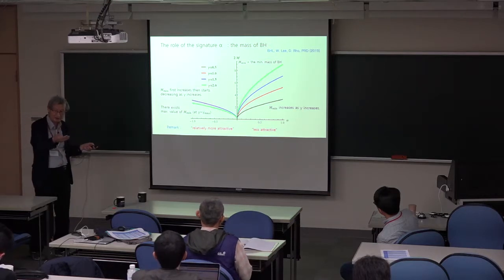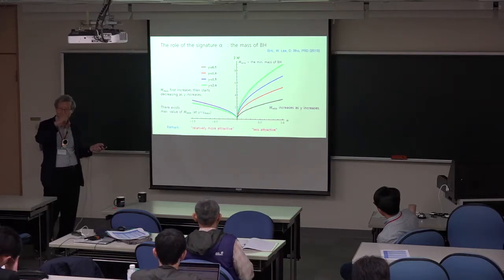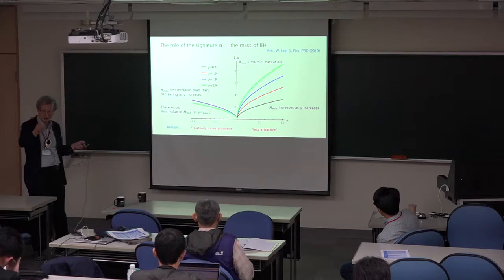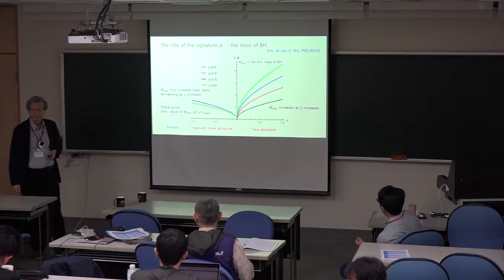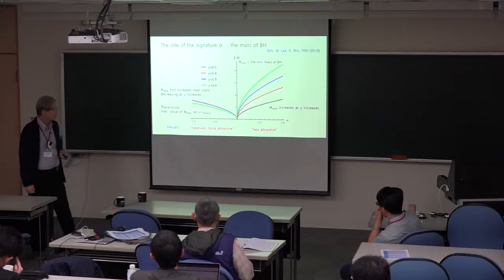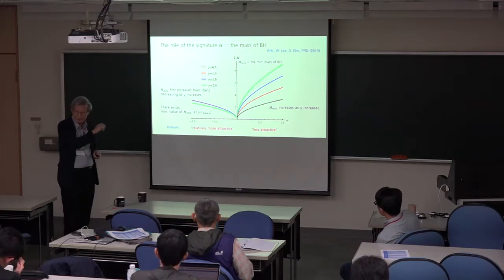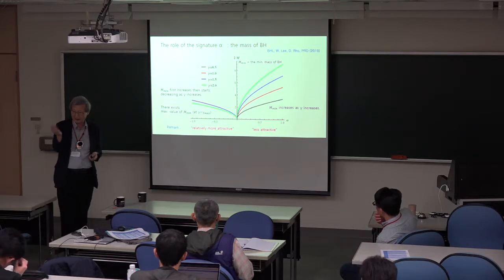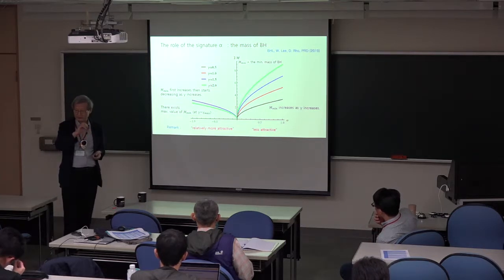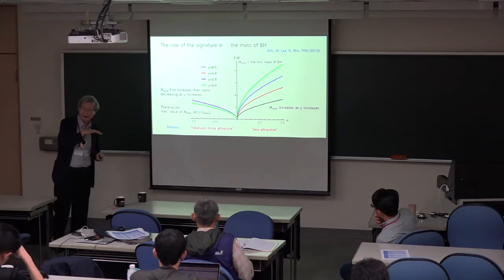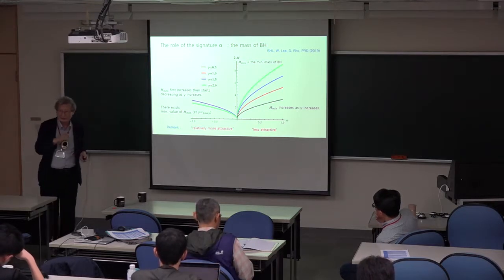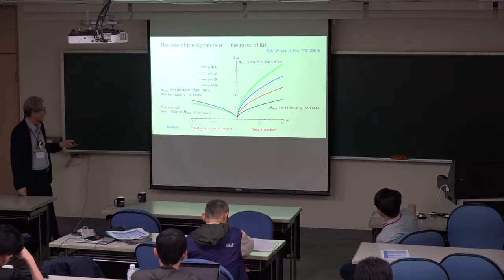Gamma increasing means the Gauss-Bonnet term coupling is increasing, so the Gauss-Bonnet term is more and more important. Is the minimum temperature zero or not? The minimum temperature is not zero. The temperature is determined not by the size of the horizon, but by the surface gravity, and it's not zero.